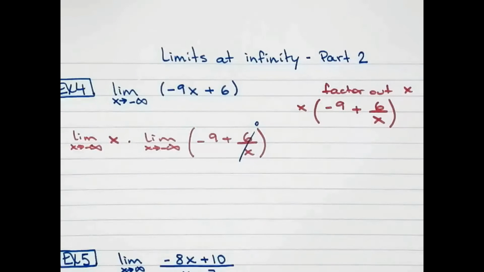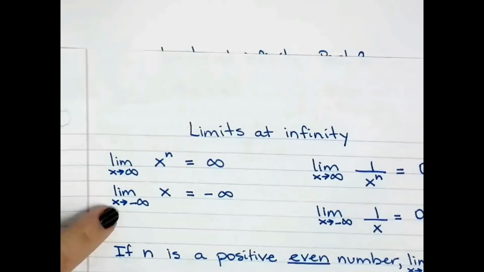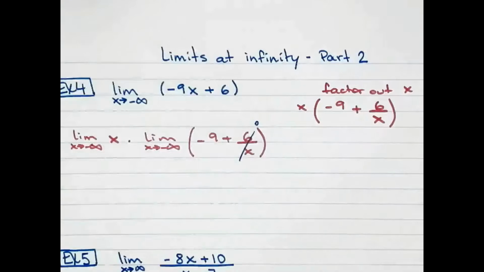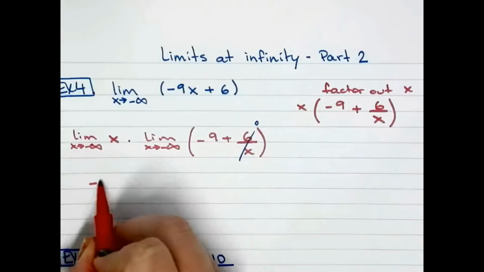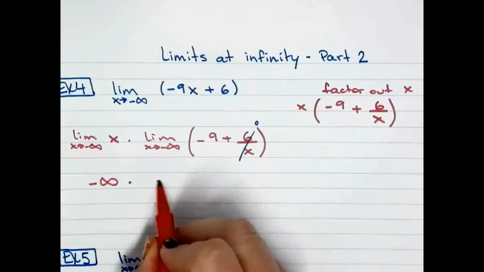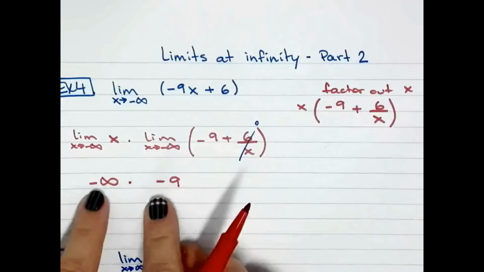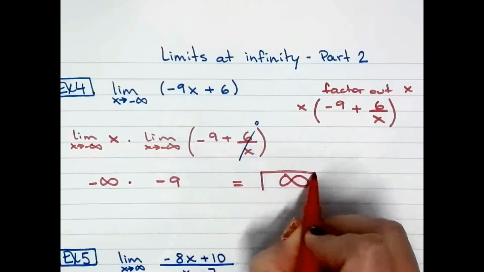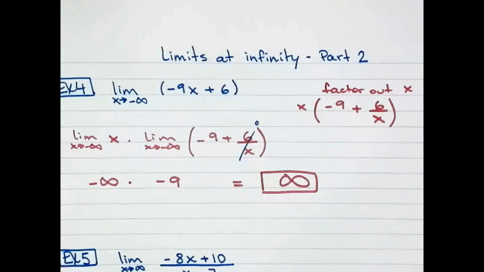Okay, now I need to evaluate this limit. So right here, negative infinity. This chart is from yesterday. So negative infinity there times the limit of a constant is the constant, so -9. When the signs are the same, then positive infinity is your answer. All right.